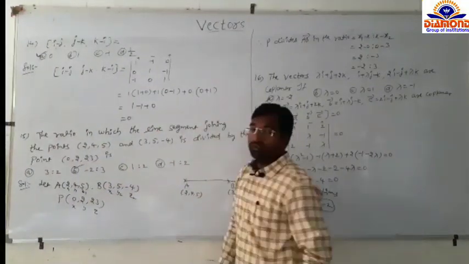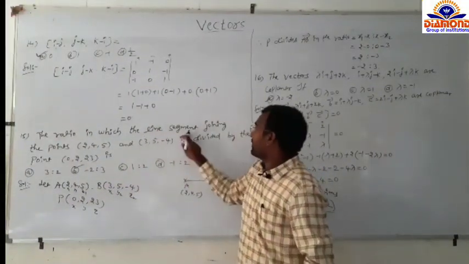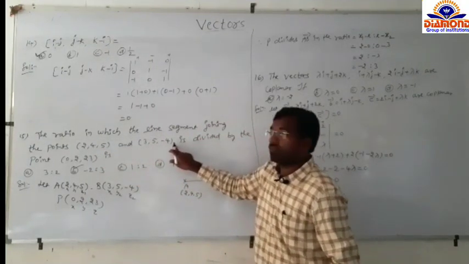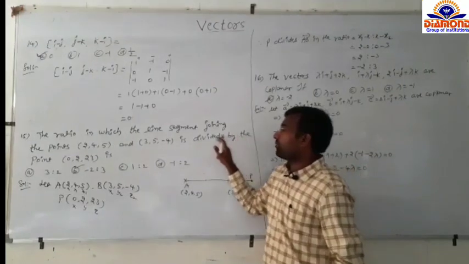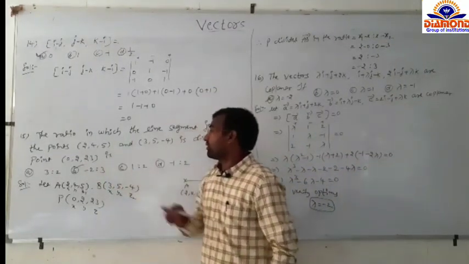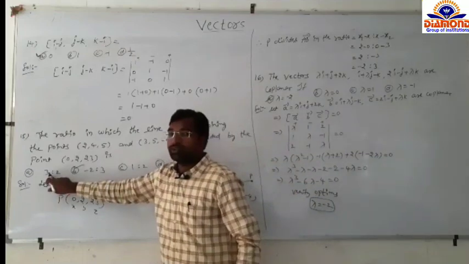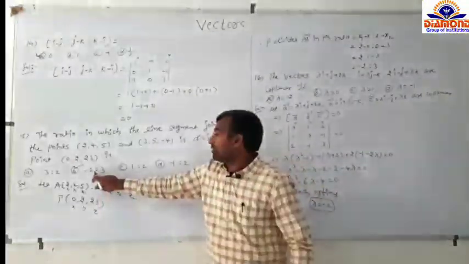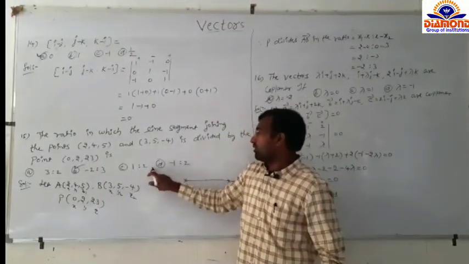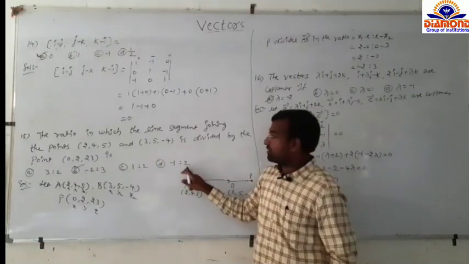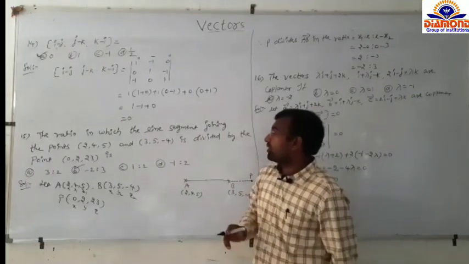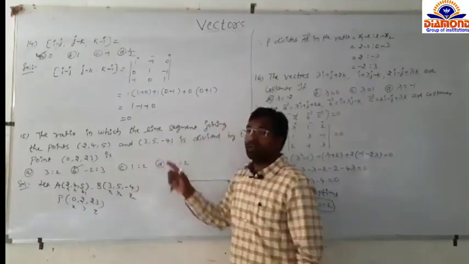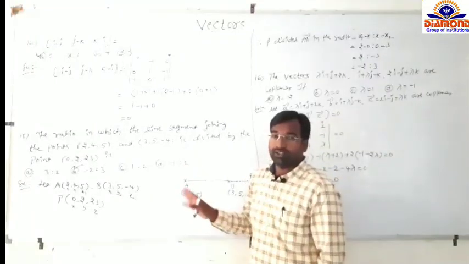Next problem. The ratio in which the line segment joining the points (2, 4, 5) and (3, 5, minus 4) is divided by the point (0, 2, 23) is: first option 3:2, second option minus 2:3. Minus indicates external ratio. C option 1:2, D option minus 1:2, this means 1:2 externally. So here what is the line segment? (2, 4, 5) and (3, 5, minus 4) are the initial and terminal points of the line segment.